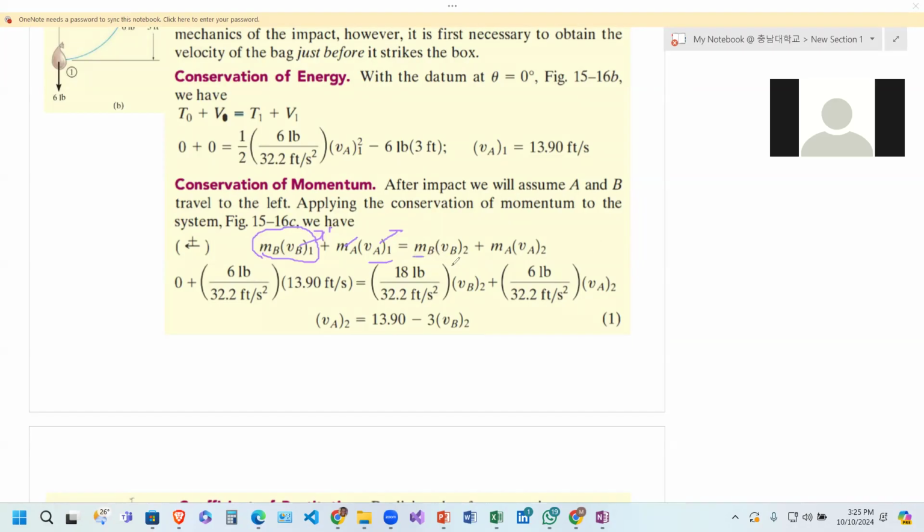So that means we shall have the mass of the box times the second velocity, plus the momentum after collision of particle A, which is our bag. So now when we feed in, we realize that this component is 0, whereas for this component, we multiply the mass, which is 6 divided by 32.2, times the velocity we got, which is 13.9 right here. This is the same as, remember the box has its weight, which was 18 divided by 32.2 to get the mass, times the final velocity, which we don't know, plus the mass of our bag, which we know, times its final velocity, which we don't know. From there, we can now get our equation.